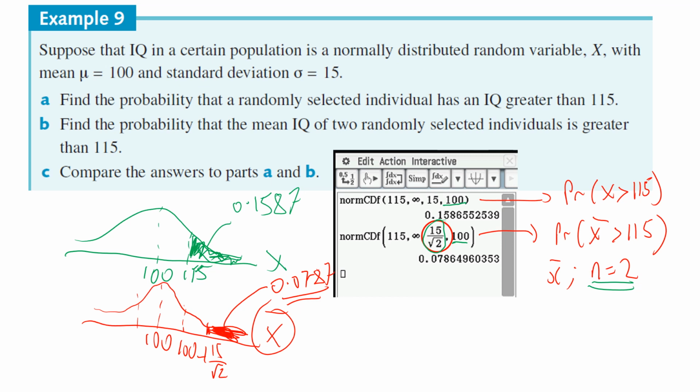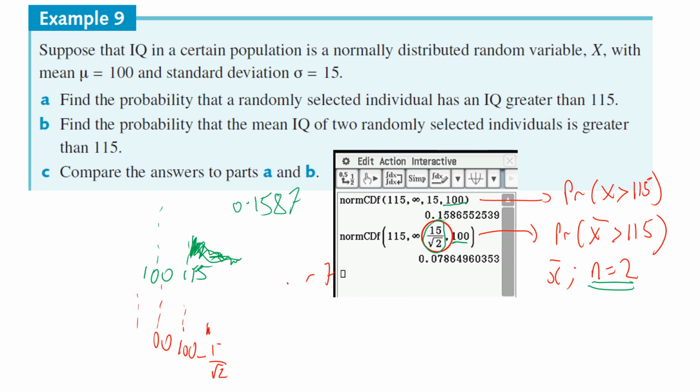All right, so what we're doing is in the first case, we're working out the probability using our norm CDF for the random variable x, and in the second case, using our norm CDF for the random variable x bar, where x bar is representing the distribution of sample means of size 2. So hopefully that's clear enough. Compare answers to part A and part B. Let's just get rid of all of that.